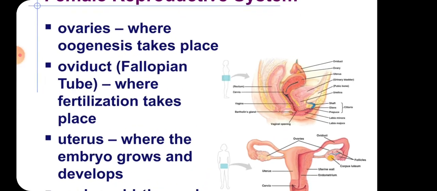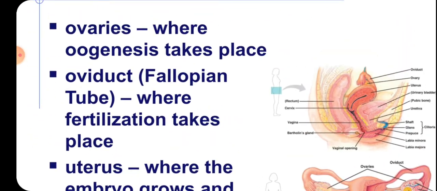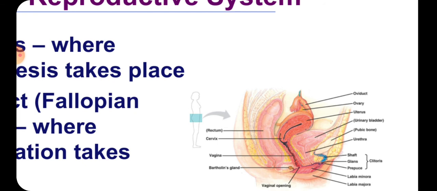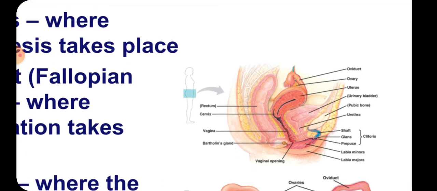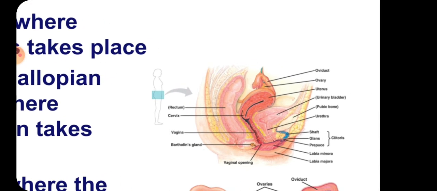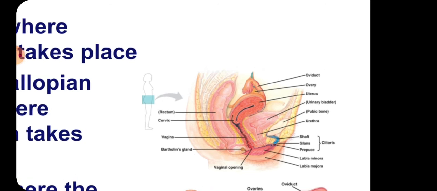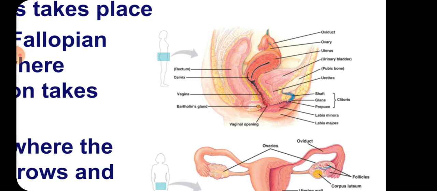Now, here you can see in detail the organs of the female reproductive system. As shown in the diagram, you can see the oviduct, the ovary, the uterus, the urinary bladder just below it, the pubic bone, the urethra. And here, if you look at the clitoris, you can see the shaft, the glans, the prepuce, the labia minora, and the labia majora. And then you can see the vaginal opening, the vagina, the cervix.